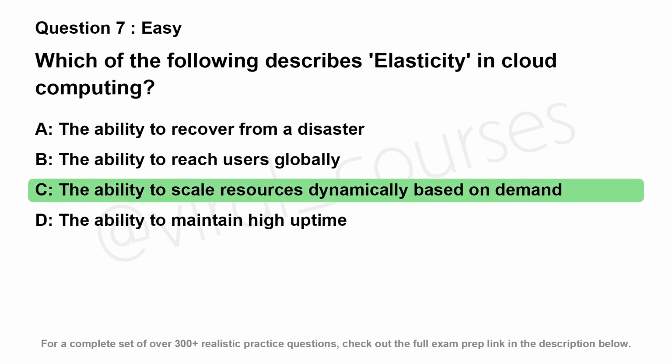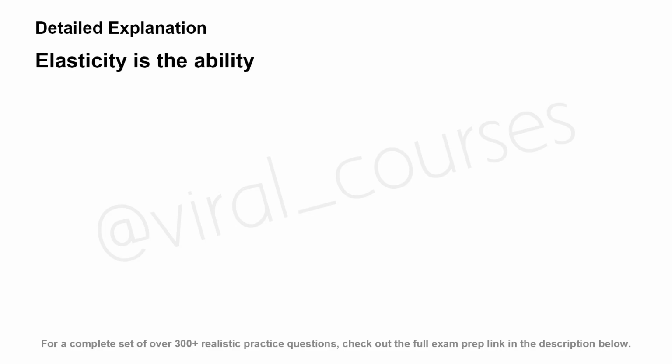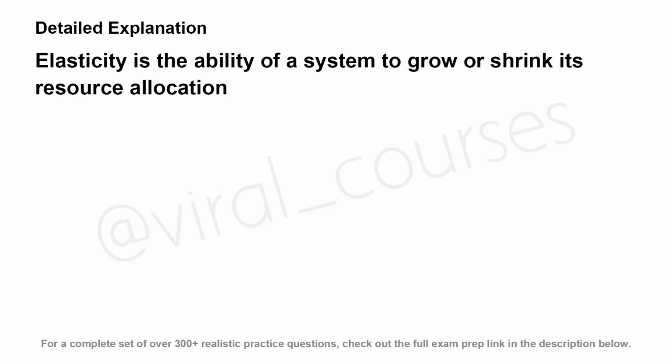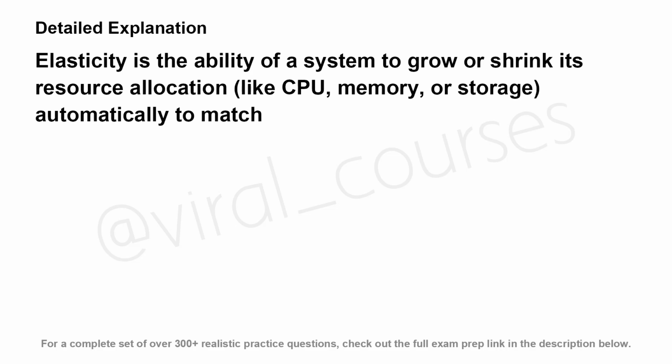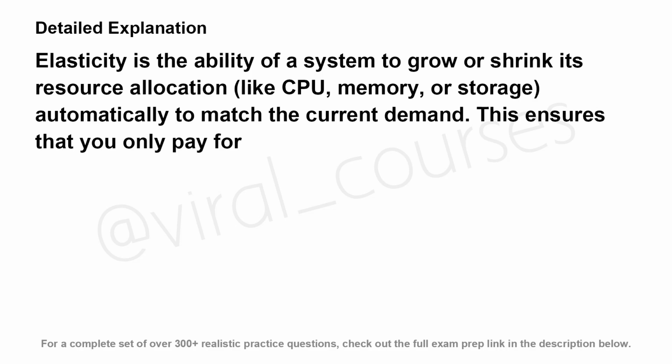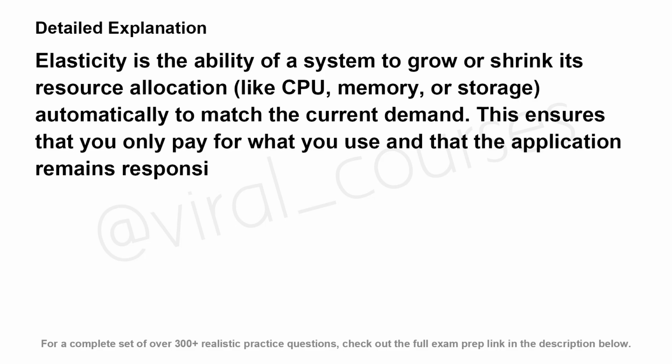The correct answer is C. Elasticity is the ability of a system to grow or shrink its resource allocation, like CPU, memory, or storage, automatically to match the current demand. This ensures that you only pay for what you use and that the application remains responsive during traffic spikes.